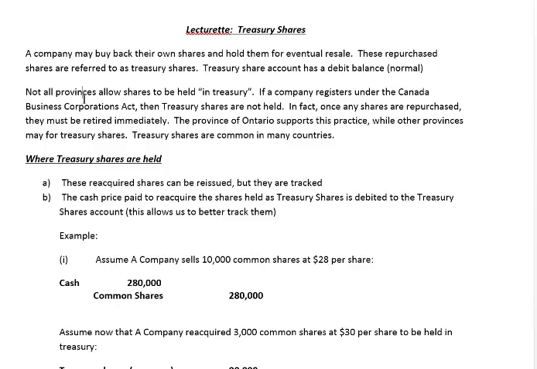Now, not all provinces are allowed to hold Treasury shares. In Ontario specifically, we don't. But in some countries, in a couple of provinces, and in particular in the U.S., they are allowed to hold Treasury shares. So we do need to know some of the accounting for them, not just what the entry looks like when we buy back shares and hold them in Treasury, but when we reissue them, what does the entry look like? So we have a straightforward example here just to introduce you to the topic.